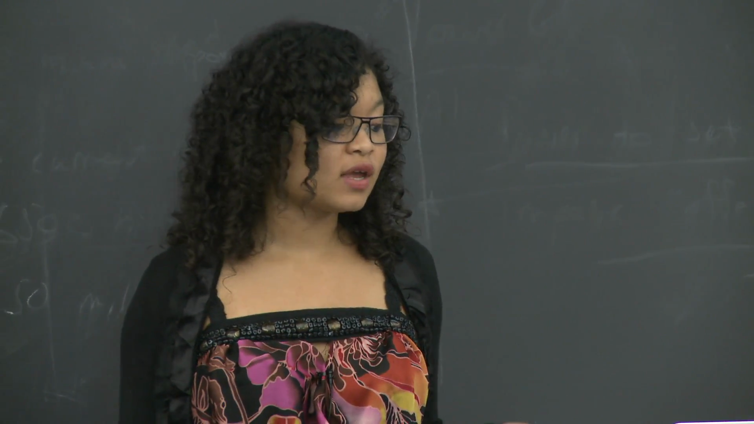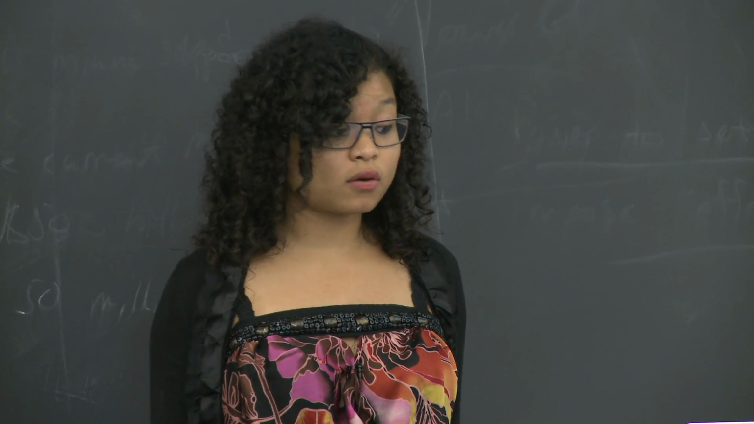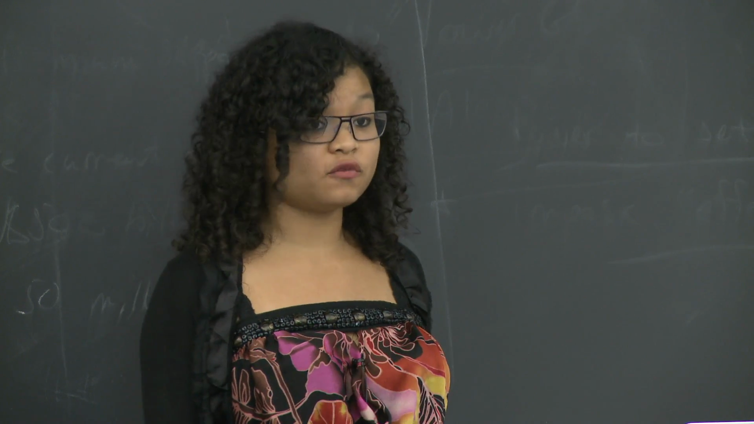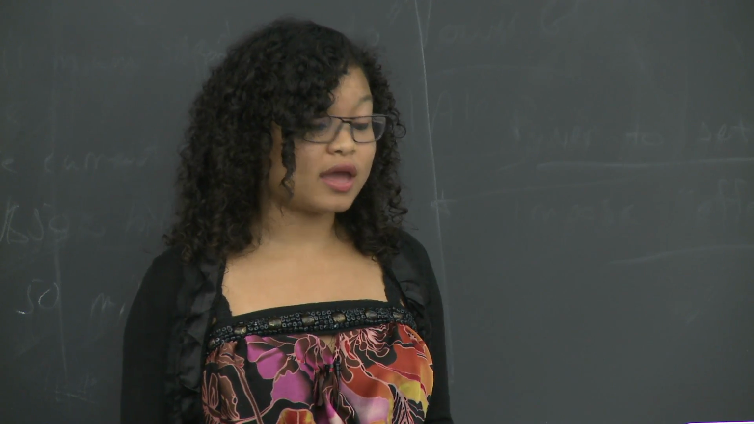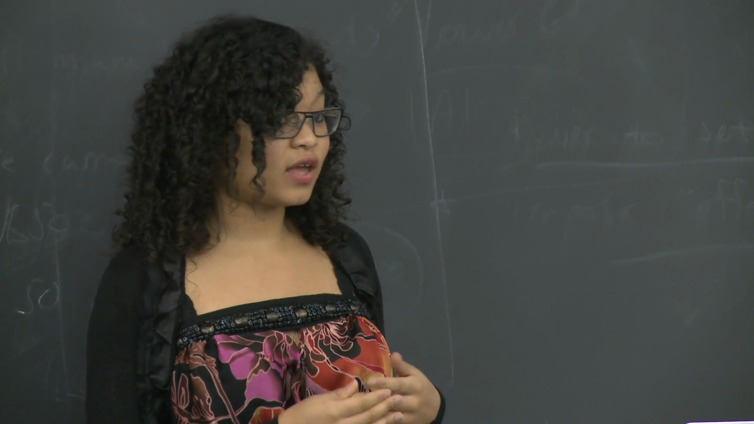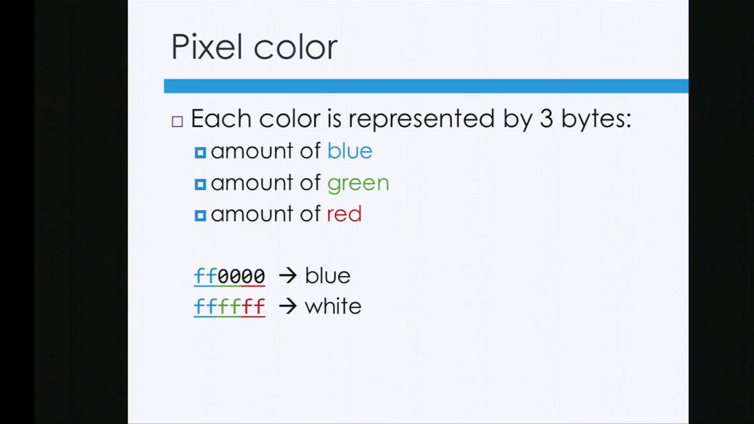So then if we have FF0000, that corresponds to the maximum amount of blue, and then no green, and no red. So that would give us a blue pixel. Then if we have FFs all across the board, that essentially means that we have a white pixel. This is kind of opposite to typically when we say RGB, it's actually going BGR.